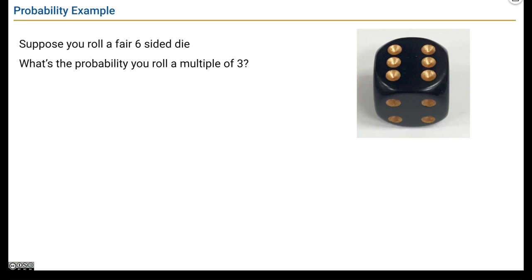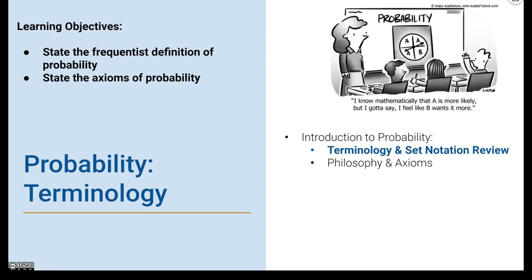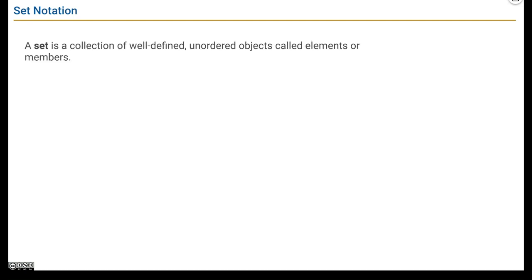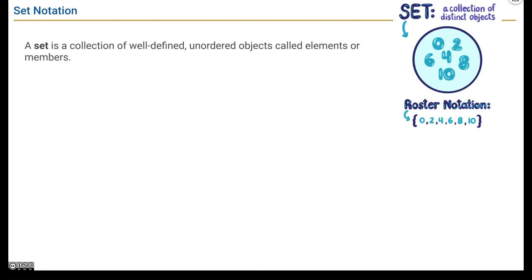Okay, so we're going to now define some terms, and then we'll come back to what we mean by probability, in particular for this example. So we're going to define some key terms used in probability, and the first is the idea of a set. So a set is just a collection of unordered objects. The objects are called elements or members. And frequently you'll see us use these curly brackets and then the actual elements listed inside of them, and that's called roster notation for a set.